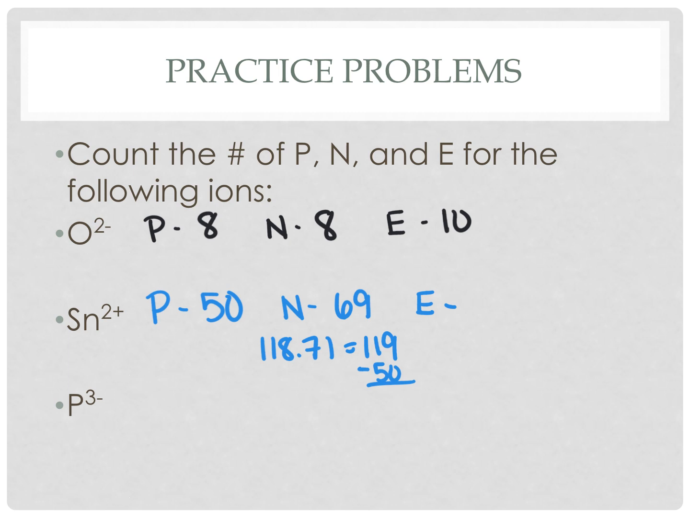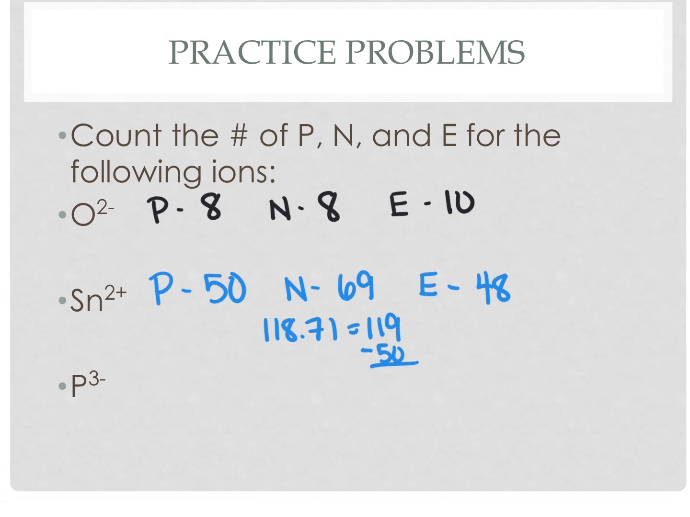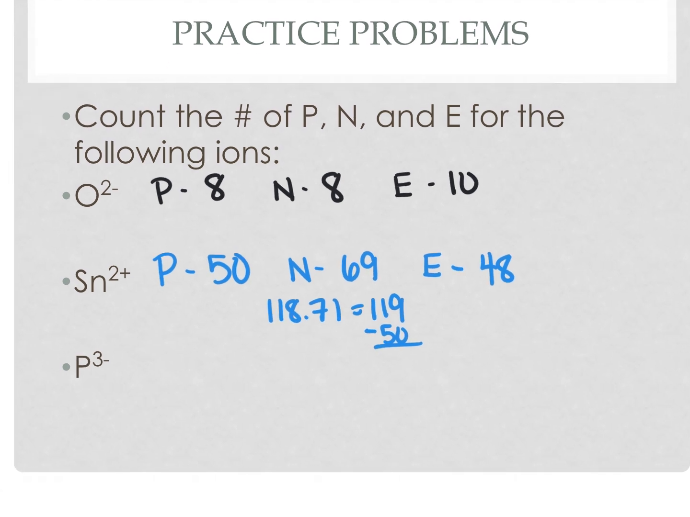All right, and then electrons, it has a +2 charge. So what does that mean? 2 less electrons. Okay, 2 less electrons compared to protons. So if there's 50 protons, how many electrons? 48. Good. Okay, I want you to try this third one on your own, and then we'll check answers.